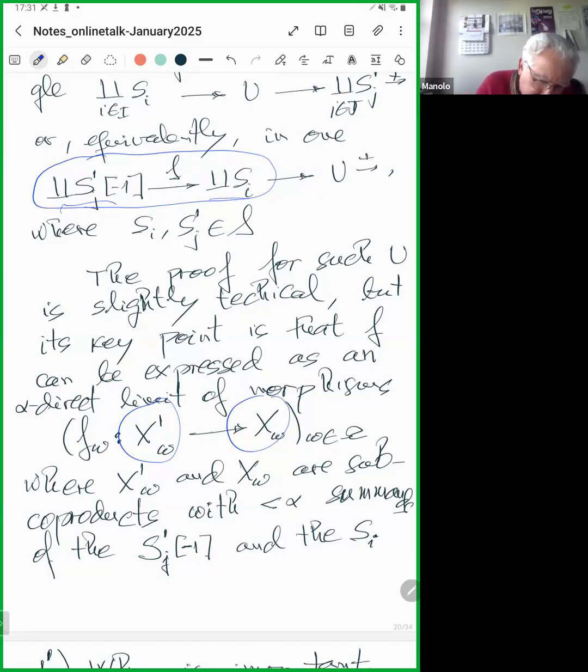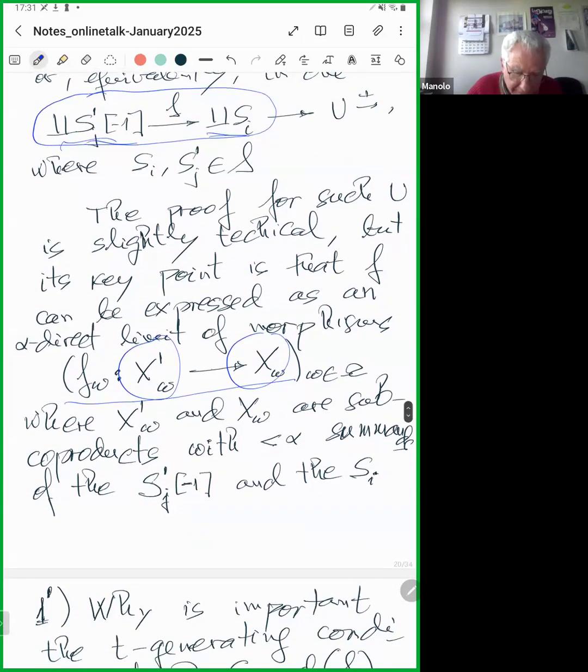But then you should arrange something in order to connect them, and you create really a direct system of morphisms between the corresponding direct systems. And what happened is that you express F as a direct limit of these guys, a direct limit in the triangulated category. In the triangulated category, it's very rarely the case that you have direct limits, but they are a special direct system. They are subcoproducts and so on.